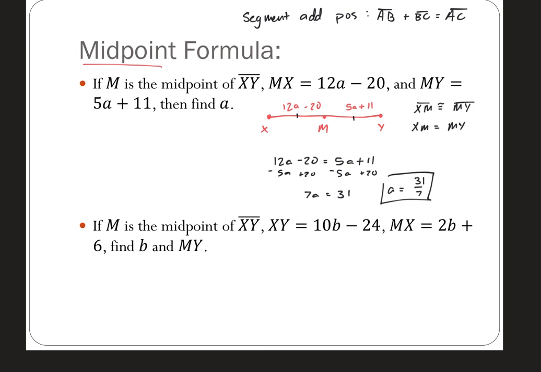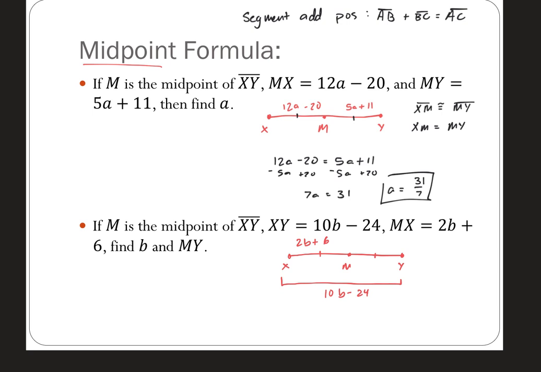All right, now the next one, again, we're going to draw our picture first and then look at what we need. So M is the midpoint of XY again. So here I go. I'm going to draw the picture. Here's X. Here's Y. And then M is in the middle because it's the midpoint. I'm going to do my congruency marks so that I know it's the midpoint. Okay, so XY is 10B minus 24. MX is 2B plus 6. We need to find MY.